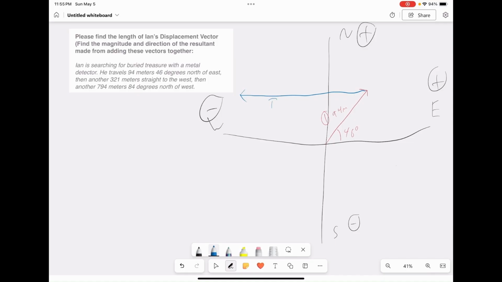It's okay. So this is going to be our vector number 2 here. And this is 321 meters straight to the west, excuse me.